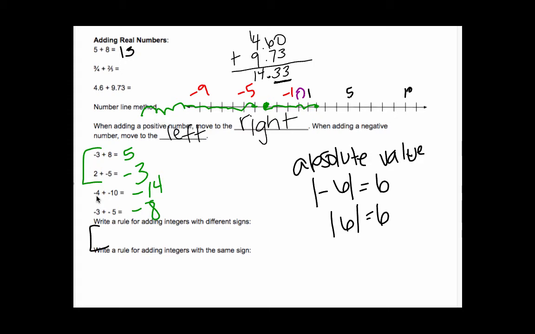So -4 plus -10 is -14 because 4 plus 10 is 14, and they were both negative, so it stays negative. Right? If you start at a negative number and you move left, you're still going to be negative. That's what happens there. So again, you need to write in a rule for that. That should be in your notes.